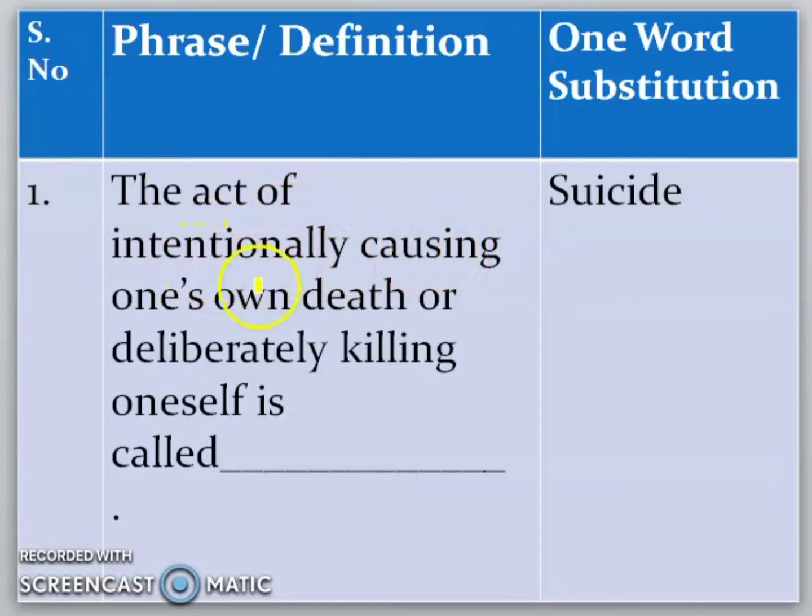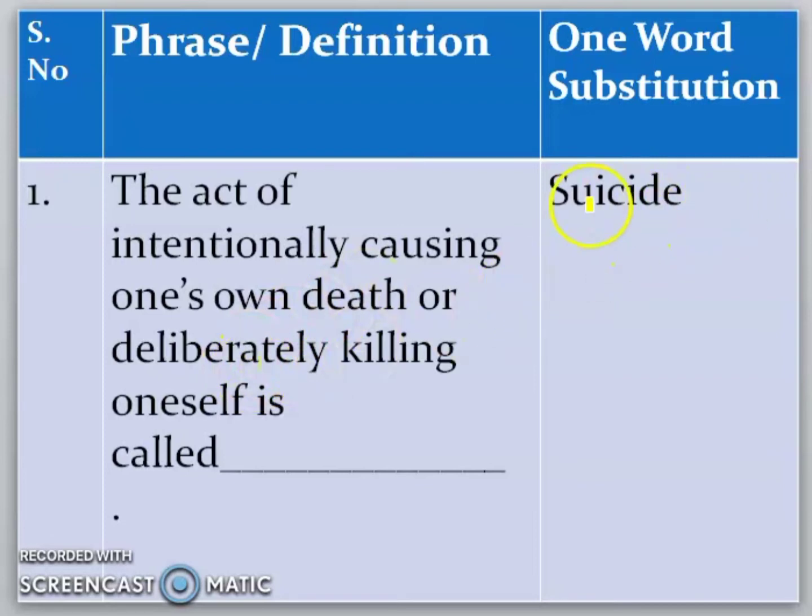The act of intentionally causing one's own death or deliberately killing oneself is called dash. Two words are really important in this definition: intentionally causing one's death and deliberately causing one's death. Intentionally and deliberately are synonyms, and it refers not to the natural death, but to a death that is meant for a purpose. Such a death is called suicide, right? Very basic definition. So what is suicide? Killing oneself intentionally or deliberately.